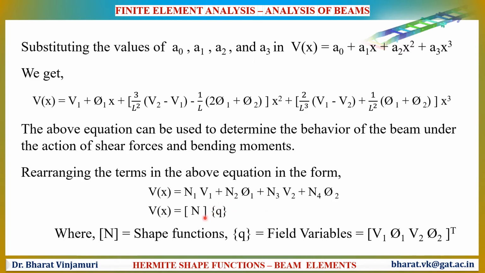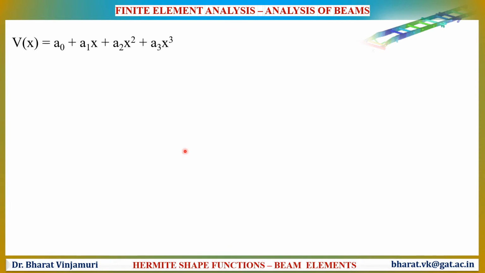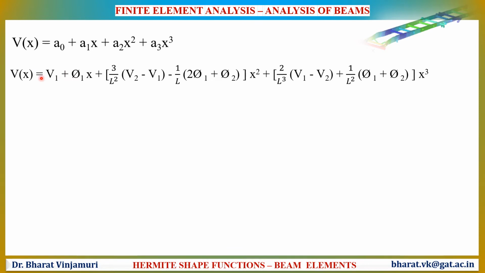In this equation, the q represents the field variables or the unknowns, v1 and v2 being the transverse displacements at the nodes 1 and 2, and phi 1 and phi 2 being the slopes at the nodes 1 and 2. This is the final form of the equation which we have got after substituting the coefficients in the previous equation. This equation is rearranged.